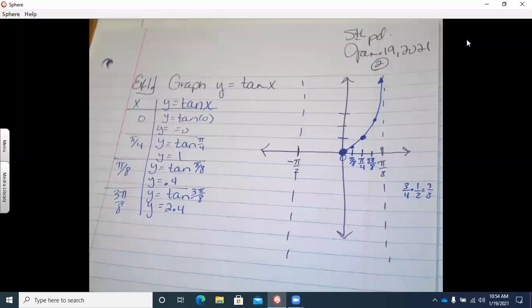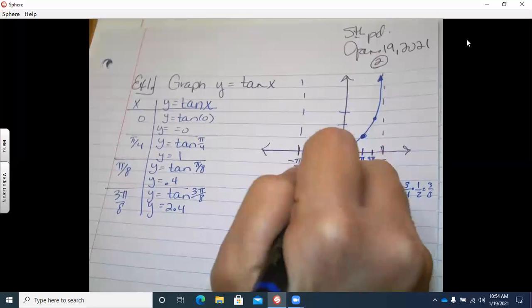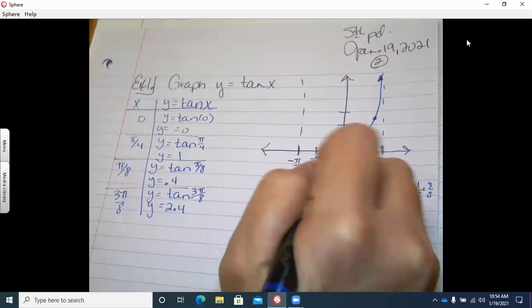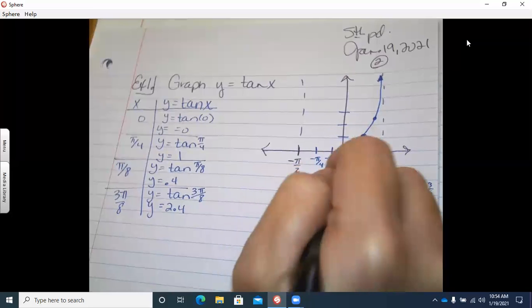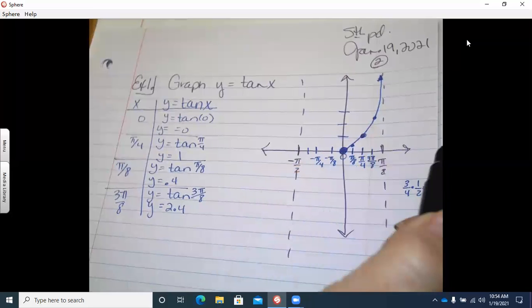Okay, so I'll use these same numbers, but I'm just going to go negative. So halfway through would be negative pi fourths. We've got negative pi eighths, negative pi fourths, and negative 3 pi over 8.